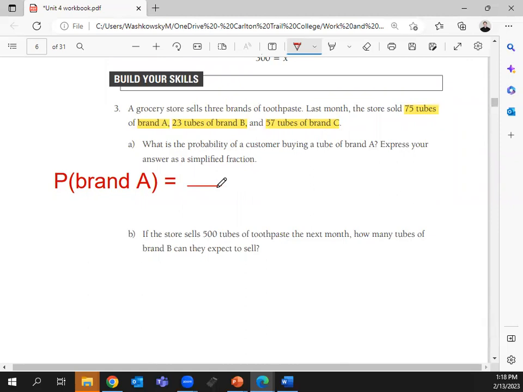So I always start with my bottom. What's the amount of total toothpaste? Well, I know that there was 75, 23, and 57. You add all those together, 155. That's my total outcomes, right?